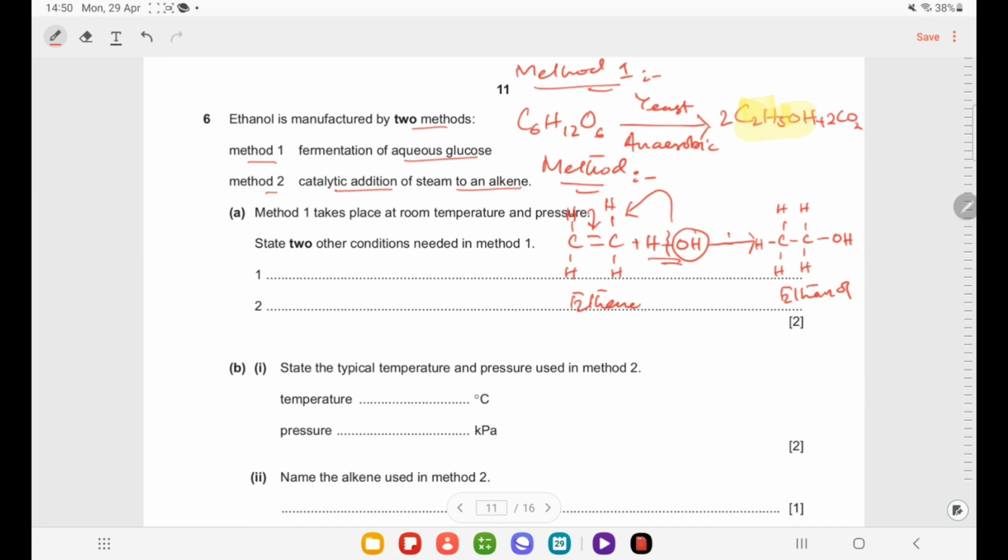So this is a second way of preparing ethanol, but this method must be done at high temperature and high pressure. State 2 other conditions that are needed in method 1. In method 1, first of all, we need yeast, and secondly, we need to provide anaerobic conditions, in the absence of oxygen.